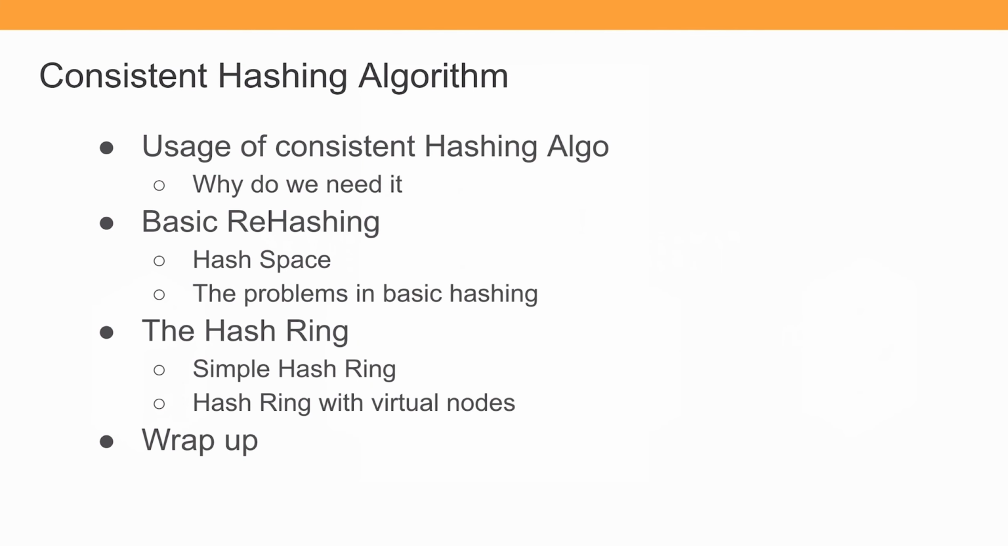In this video, we are going to understand what the usage of the consistent hashing algorithm is. Why do we need it? Then we will move on to basic rehashing, the meaning of hash space, and the problems in basic hashing. Then we will move on to the hash ring, the simple one, and then we will add some virtual nodes on the hash ring. After that, we will do a recap or wrap up of this video.